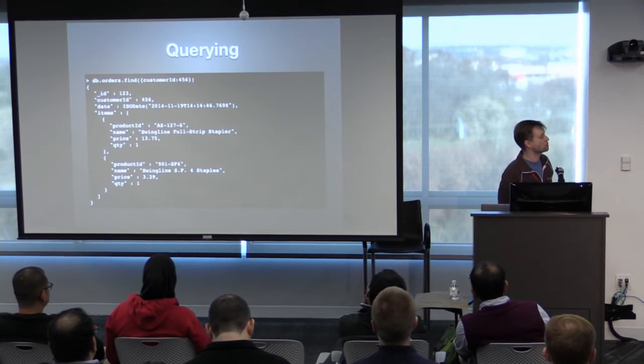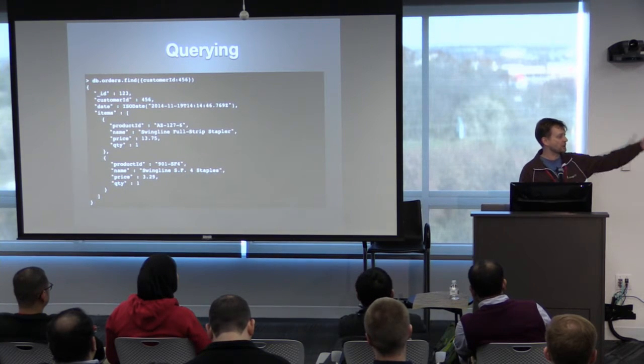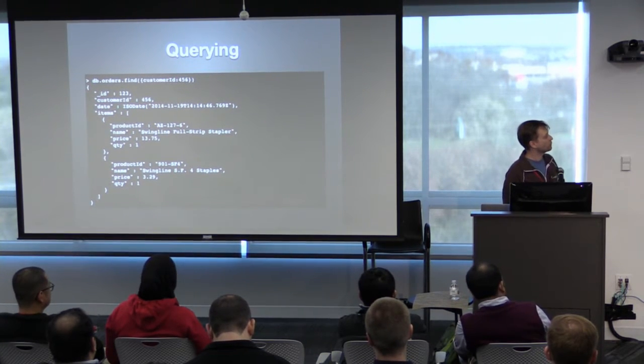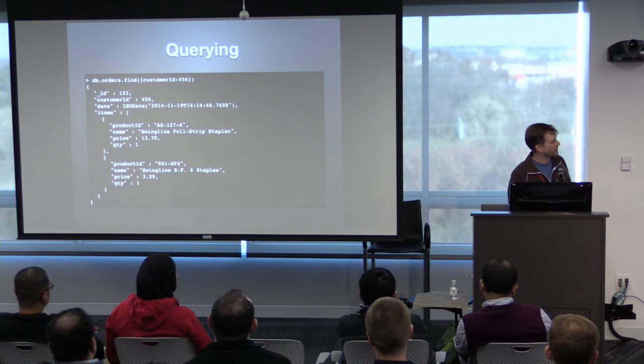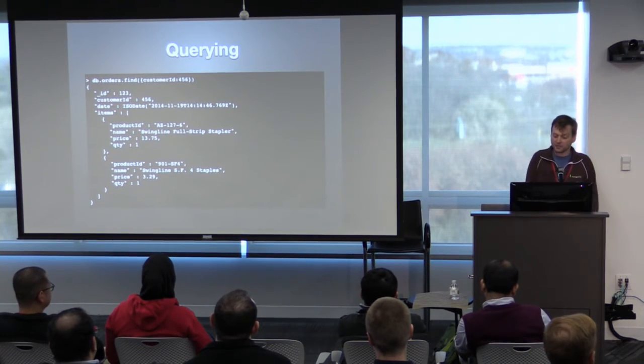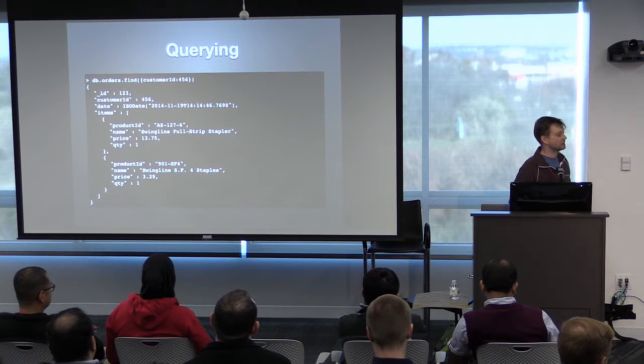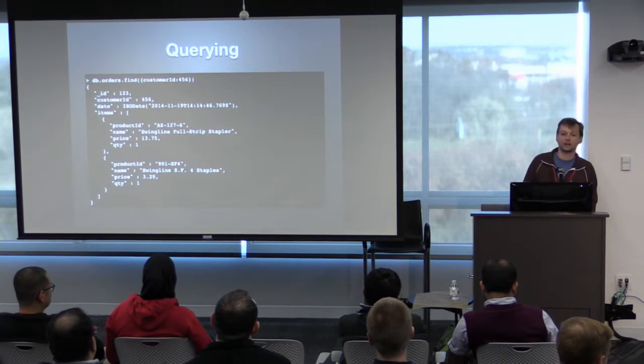In this case, the Mongo shell will automatically iterate the first 10 results for you, and this is the pretty printed result of querying. I'm querying on customer ID 456, and this is what I would get back in the Mongo shell. The API for whichever language driver you're using would be very similar. You would construct an object that has the criteria that you need, pass that to find, and you would get back an object representing the orders.